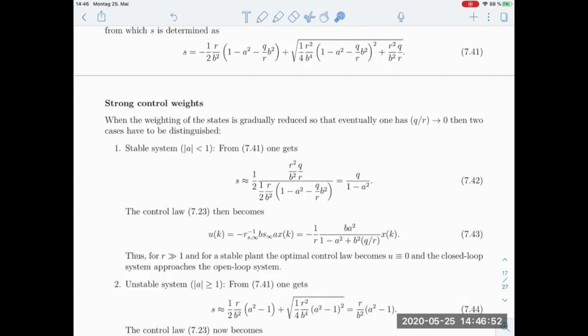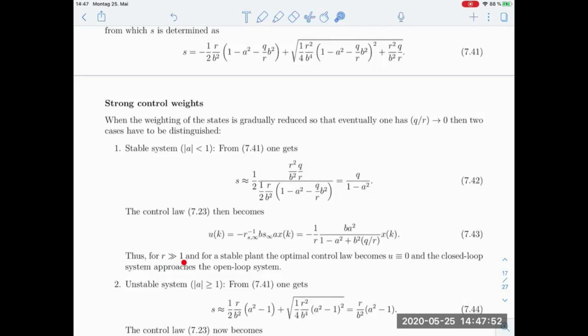Then if we insert into the control law, remember there are still some more terms to take into account here. So we get R plus B S infinity B, inverted, then B S infinity, that's this approximation that we'll use, times A times x of k. Putting that all under one roof will get us this coefficient, and we will see that we get x of k multiplied by something where we can pull out 1 over R. If you look at this, let's fix Q to be equal to 1, for example, and R to be very, very large. Then 1 over R will be very, very small.